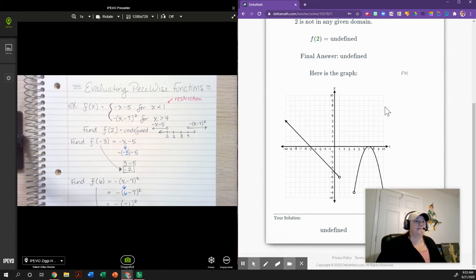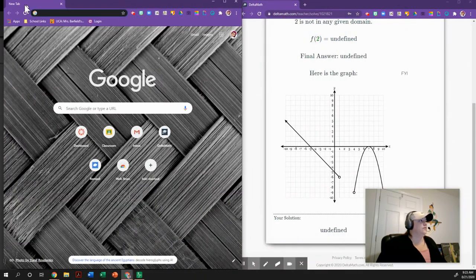Here's the graph. It's really nice of them to provide you with that graph to show you right there again, too. There's that blank space, so it's undefined.